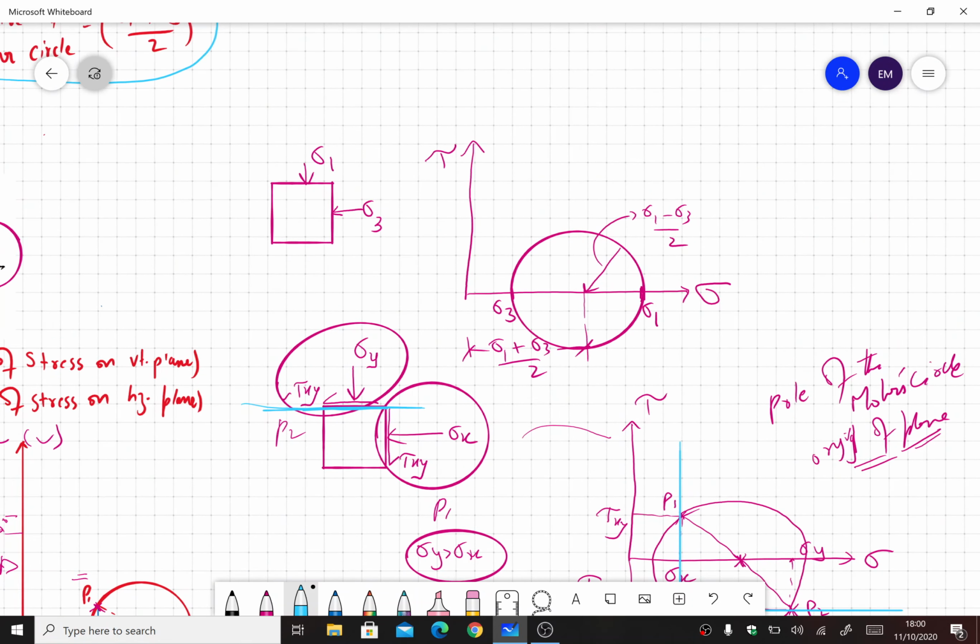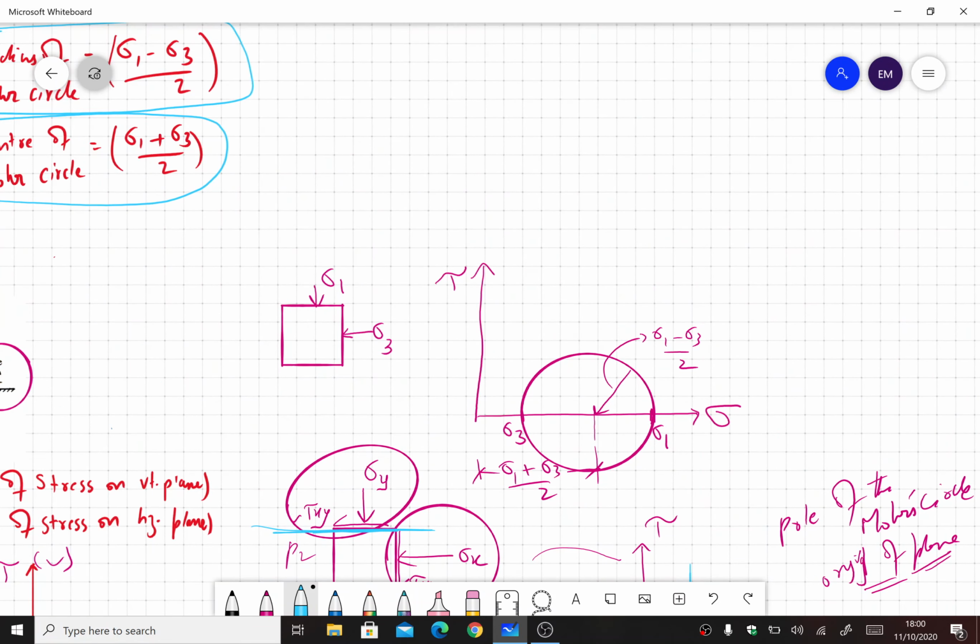Now we move to the top example. Sigma 1 is acting on a horizontal plane, so I will draw a horizontal line passing through sigma 1, and sigma 3 is acting on a vertical plane, so I'll draw a vertical line from here. Where they intersect, that is the pole of the Mohr circle.